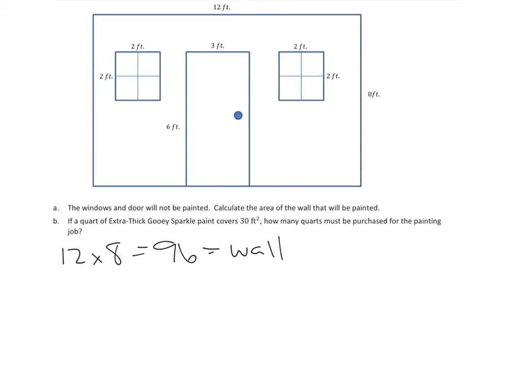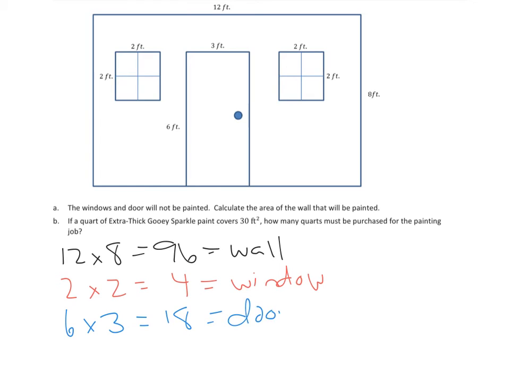Other important pieces of information will be each window. Each window is a square, so you just do 2 times 2. So each window is 4. The door is another piece of information that we need. So 6 times 3 is 18, so the single door is equal to 18.